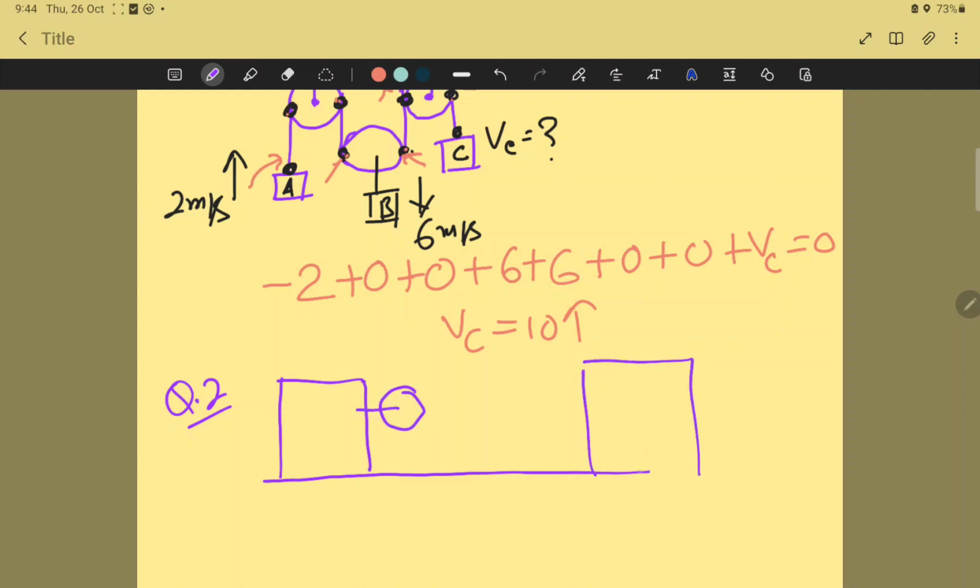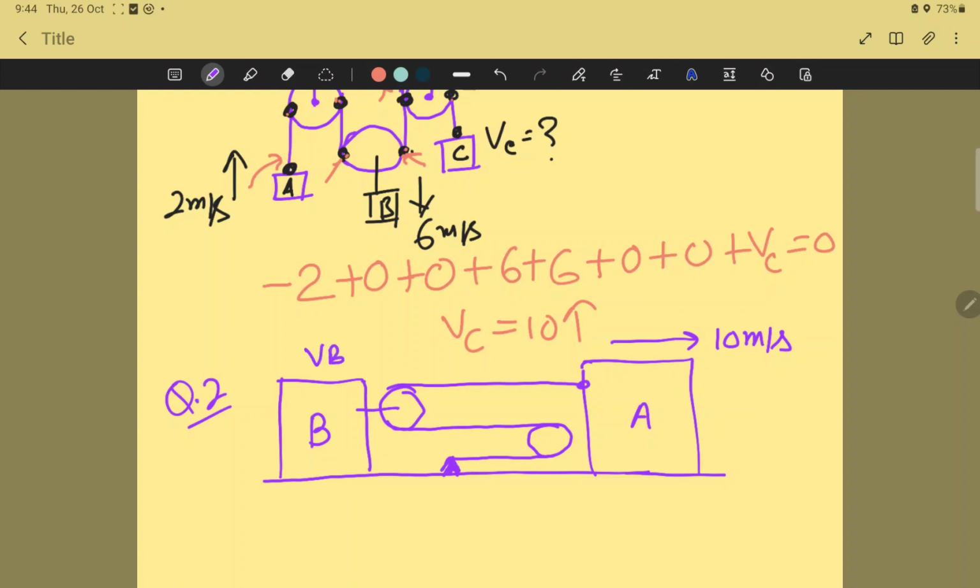Some pulley system over there, and this is connected like this. This is B and this is A. Let's say this is moving with 10 meter per second. This is velocity of B.